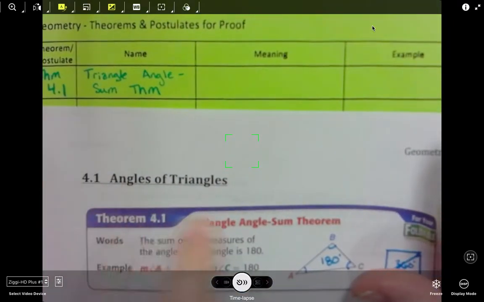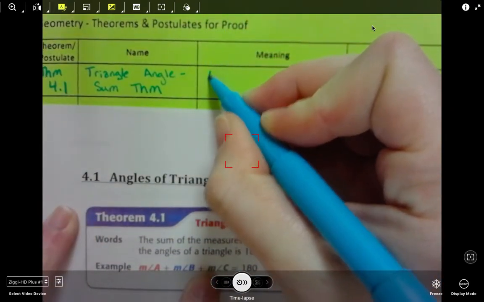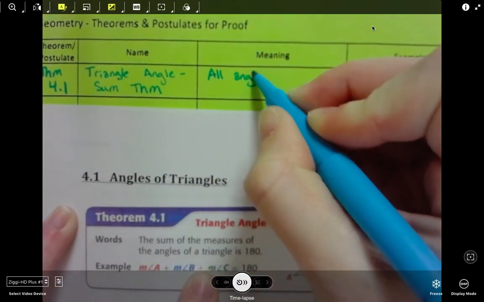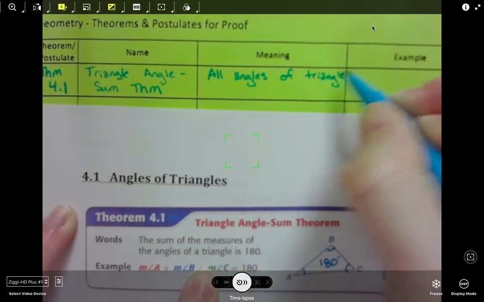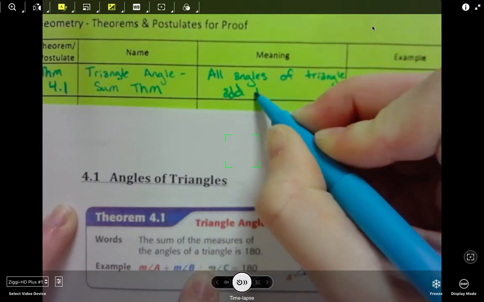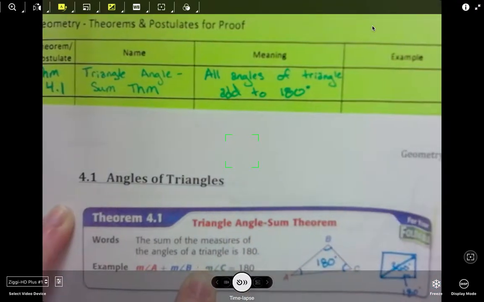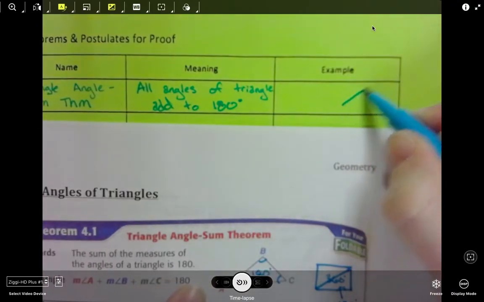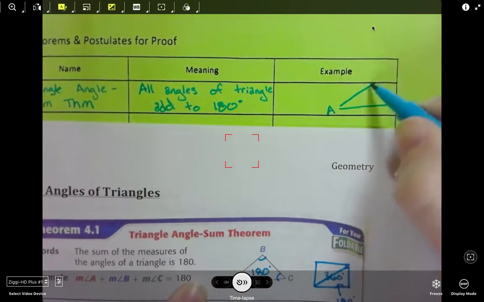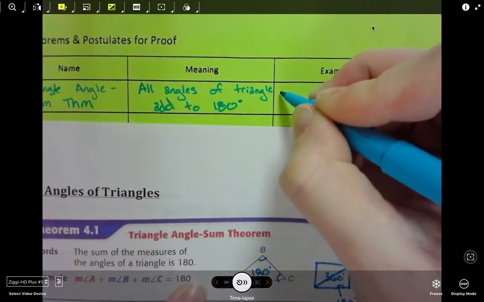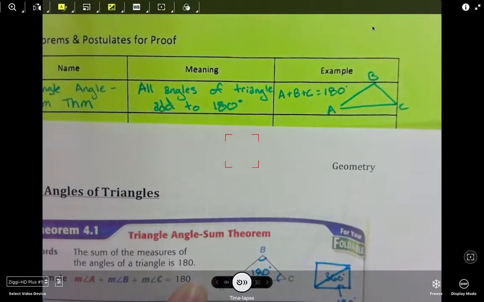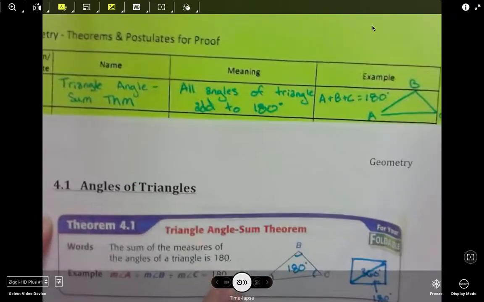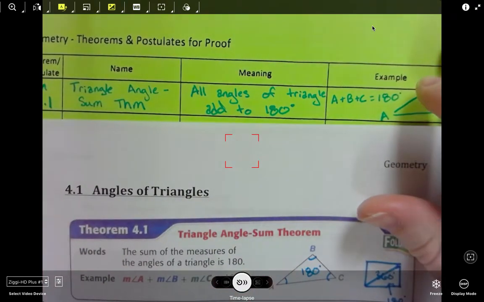Triangle angle sum theorem. The meaning of it is I'm just going to put all angles of a triangle add to 180 degrees. Okay, and then I'm just going to draw a picture over here of, let's say, A, B, C, and so I'll say A plus B plus C equals 180. Just basically like that. If I'm going too fast on this, feel free to pause and you can finish writing those in there. So that's our first theorem or postulate.